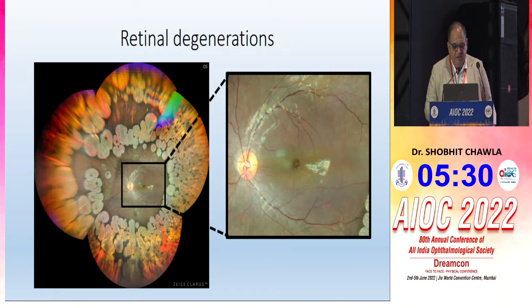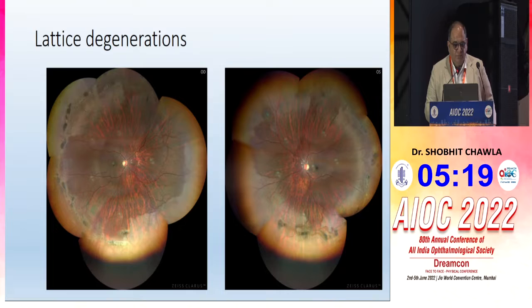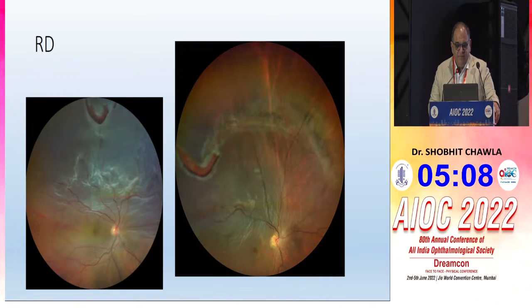In retinal degenerations, you are seeing the fundus, but when you do a pan image, you see the periphery also, and you see the lesions all over. Good for monitoring lattice degenerations and deciding whether you need to coagulate or not, depending upon the presence of hole and the state of the vitreous.